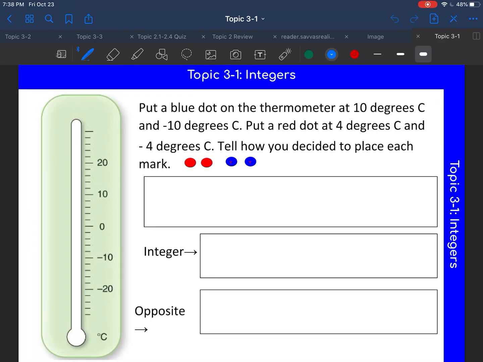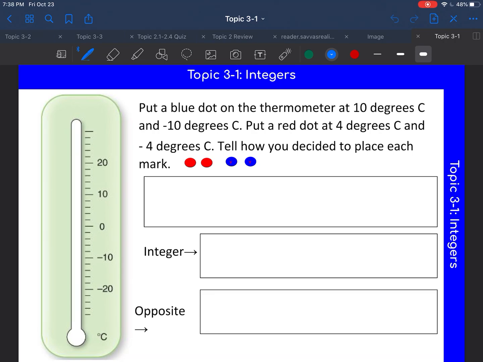Hello, sixth graders. So today we are going to start a brand new topic. It is all about numbers and identifying numbers as integers and rational numbers, and we're going to be dealing with number lines a lot during this.